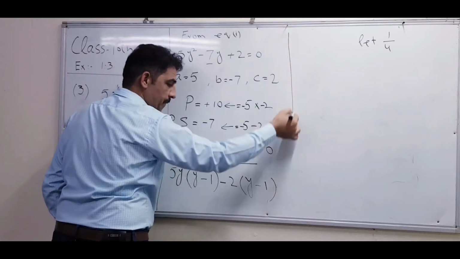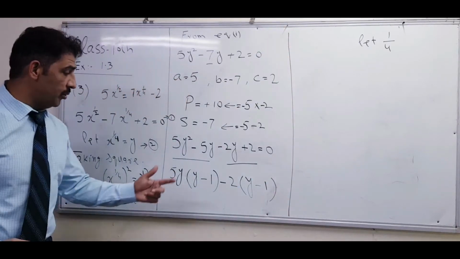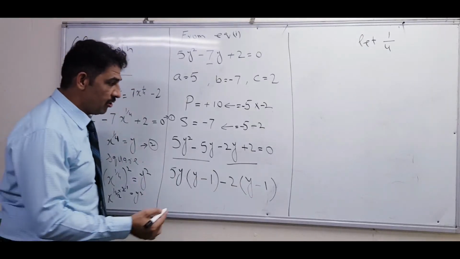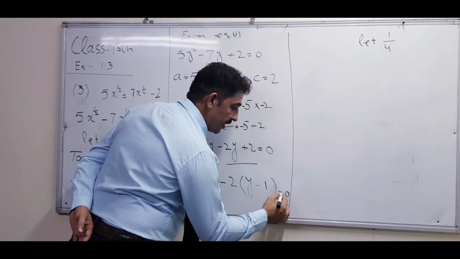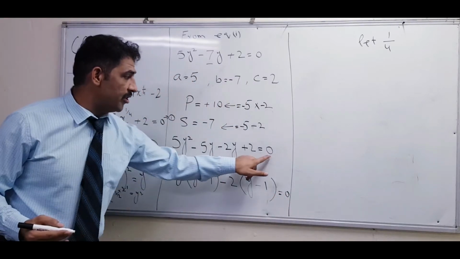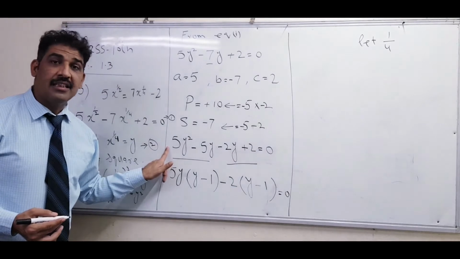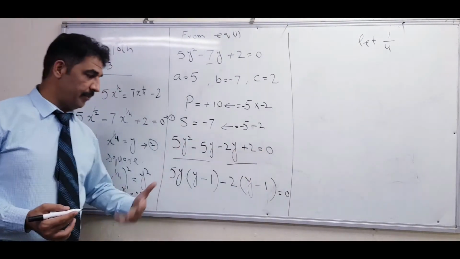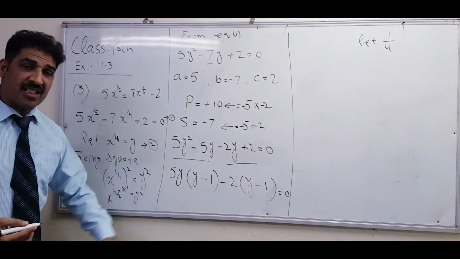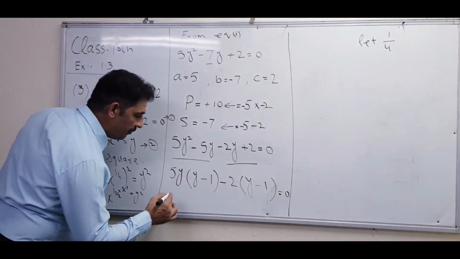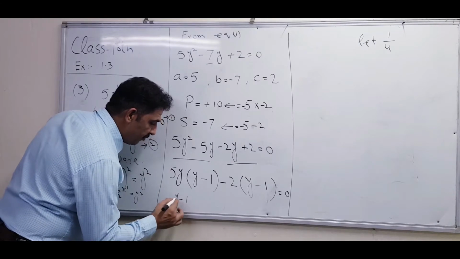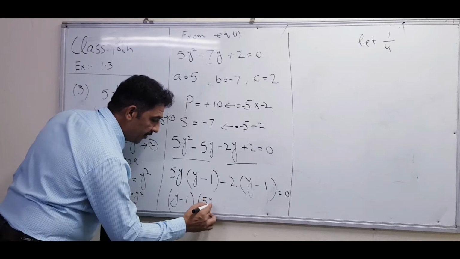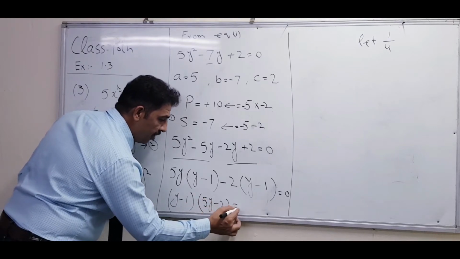Good. After that, as I told you, this bracket must be the same. This bracket must be the same. Equal to 0 is compulsory. Some students make a mistake: they apply equal to 0 here and also apply an equal sign here. That's a double equal sign, out of rule. You will have only one equal sign, either at the last or at the start. So y minus 1 and y minus 1 are both the same. So we will take y minus 1 common. What is remaining here? 5y minus 2 equal to 0.